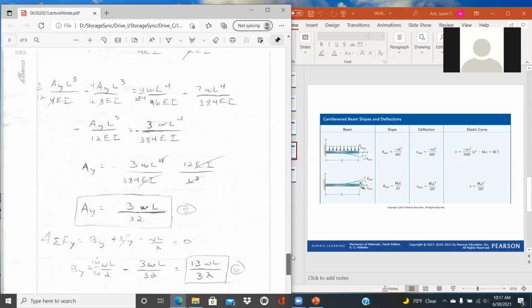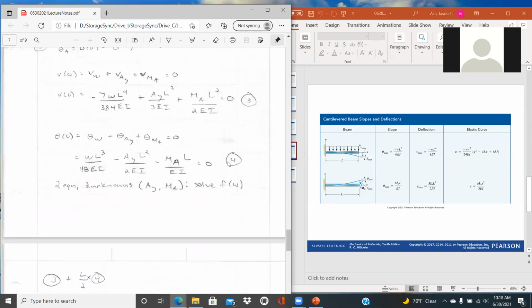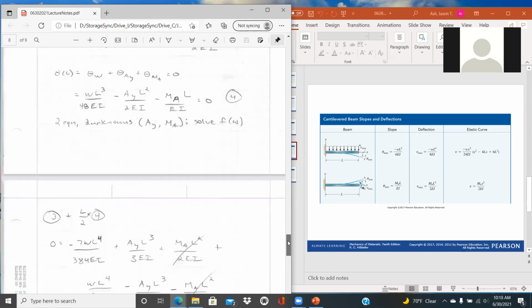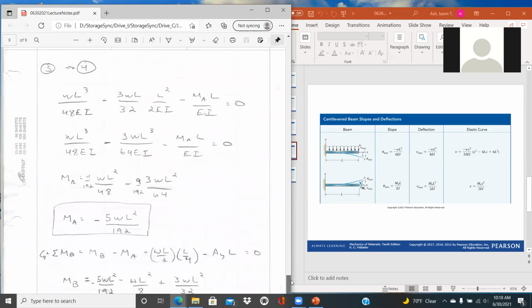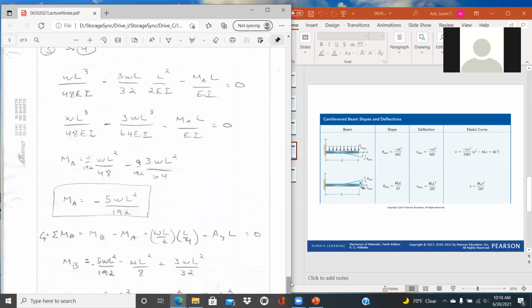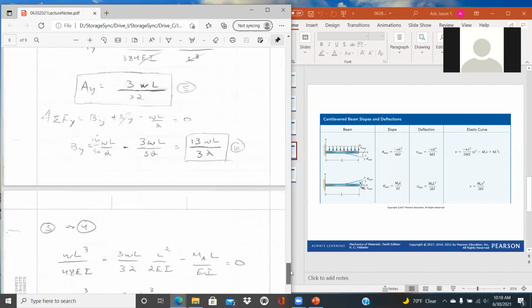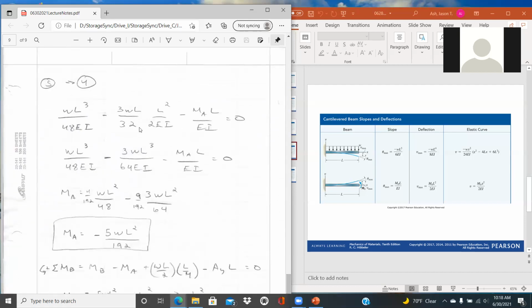If we put equation 5 into equation 4, we can solve for M of A then. And so again, just more algebra. We substituted in the 3 WL over 32 back into equation 4. And so just simplifying down again, you'll find that the moment at A is equal to a minus 5 WL squared over 192.